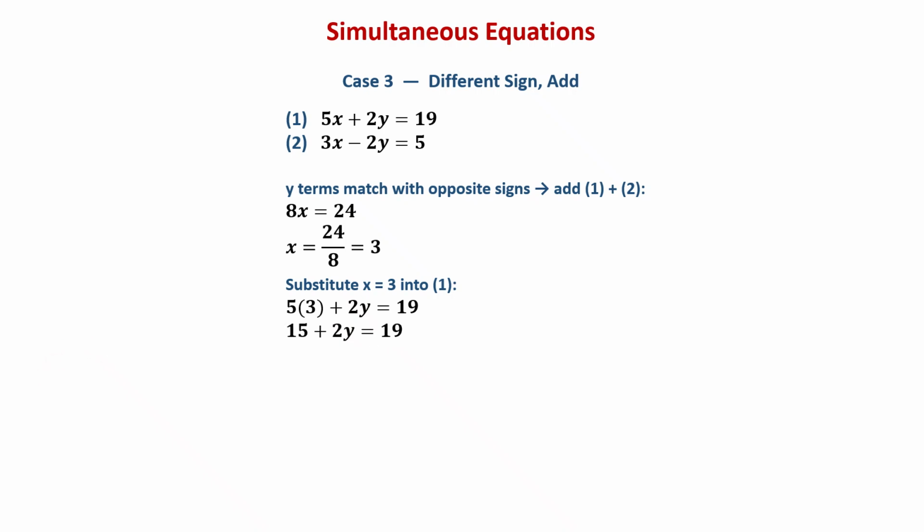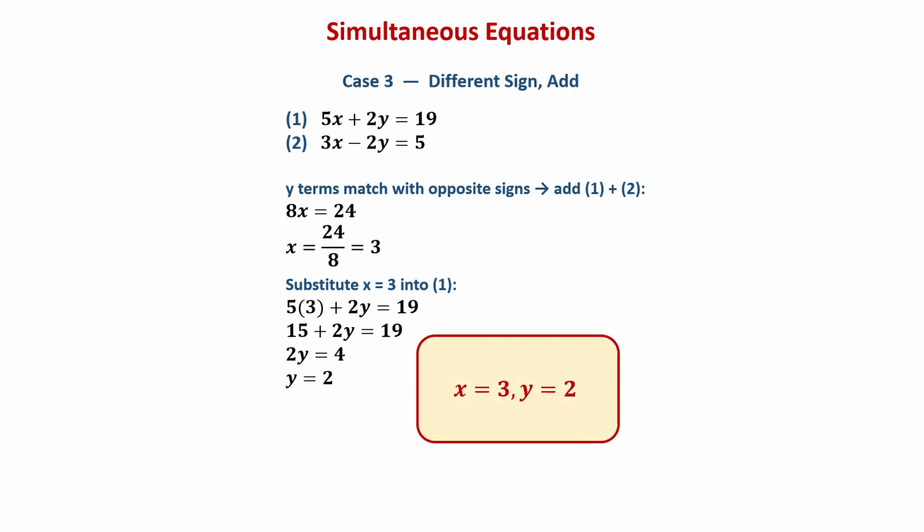15 plus 2y equals 19. We know 15 plus 4 is 19. That means 2y is 4 and y is 2. You got the values, x equals 3, y equals 2.